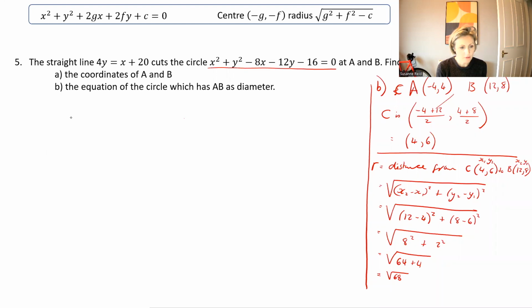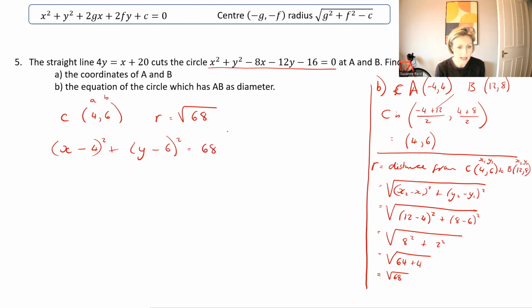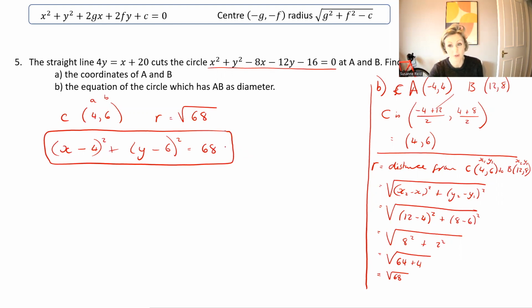The final bit is the equation, and remember we've got the centre of 4, 6, and we've got the radius. I'll just summarise that. So our centre is 4, 6, and our radius is root 68. So to find the equation, we will use x minus a, squared, plus y minus b, squared, equals r squared, where the centre is a, b. And we'll just leave it like that. If you wanted to, you could multiply it all out, but it doesn't ask for it in general form. So I think that's enough.